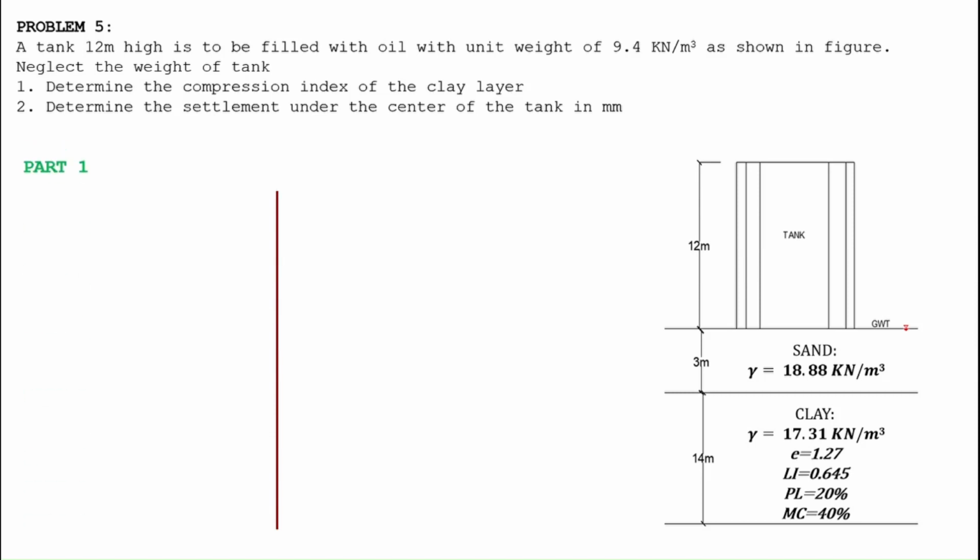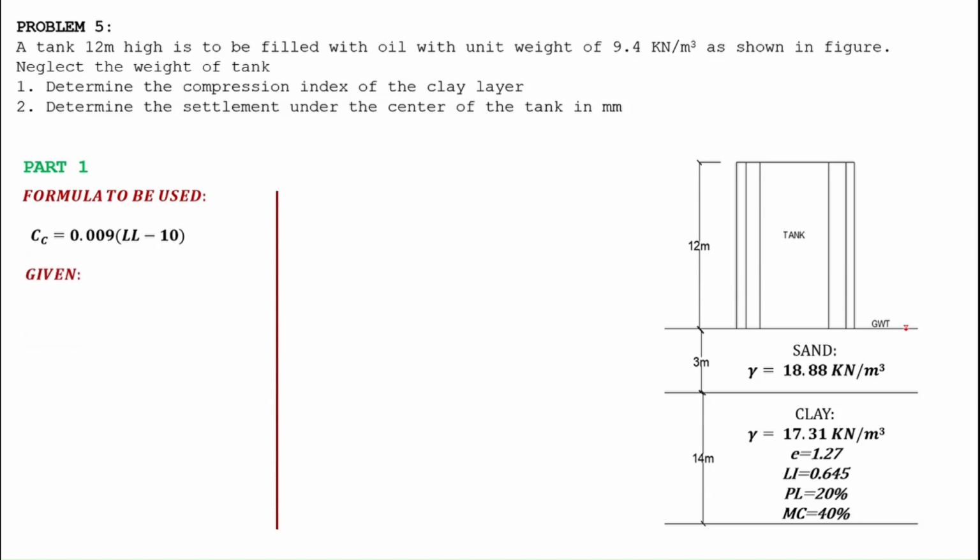In this particular problem, it is clearly stated that we will be having a figure, so no need to illustrate the problem on your own. For our solution to the first part of the problem, we will recall the formula for compression index. That is 0.009 times liquid limit minus 10.